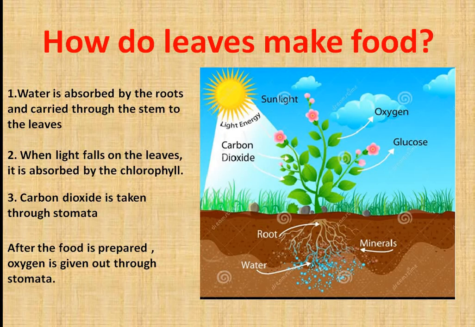After the food is prepared, oxygen is given out through stomata. When the food is prepared, it comes out, and the oxygen also comes out from stomata itself. So this is all about how leaves make food, and this process of preparing food using sunlight to convert water and carbon dioxide into food is called photosynthesis, right? And this food which is prepared by photosynthesis is called glucose.